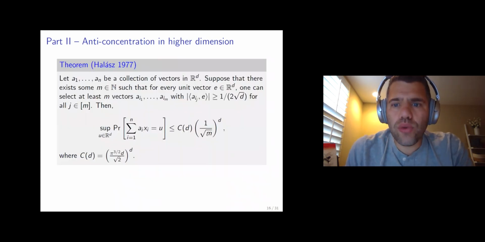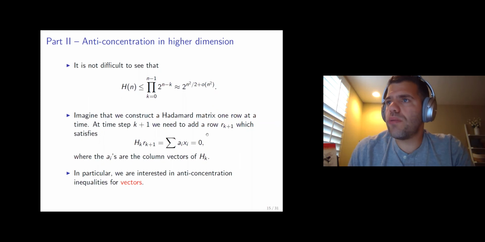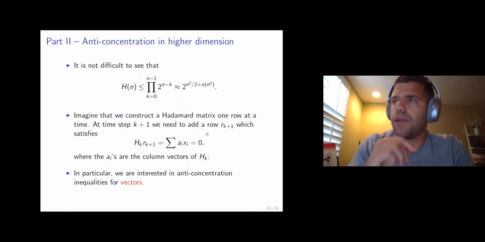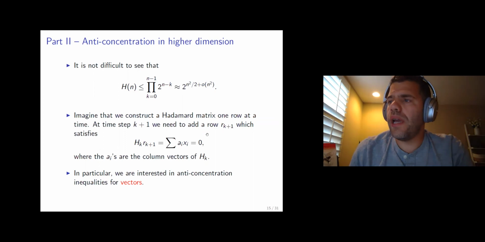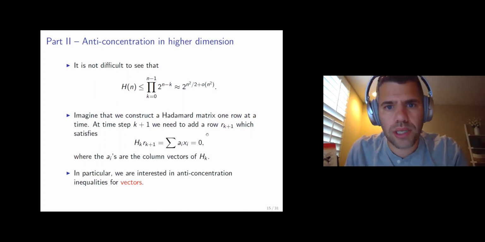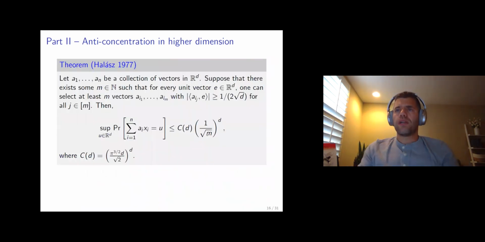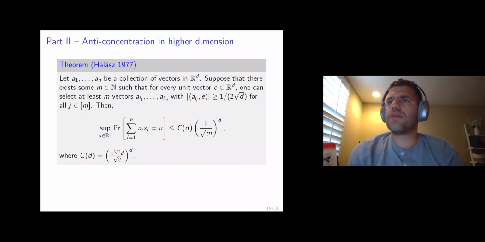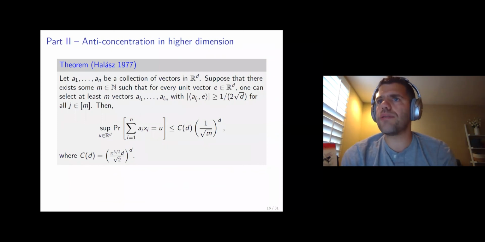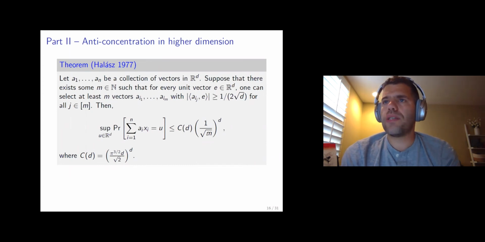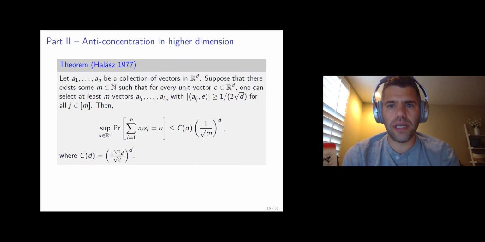So the first thing to try, at least when we started thinking about this problem, and in a moment I will say who "we" is, we just Googled, we said, okay, for sure there are some anti-concentration inequalities for vectors, let's just apply them. So the main tool was this theorem due to Halász. It says that if you have a collection of vectors in R^d, and suppose that there exists some M, blah, blah, don't even read all the details here. Let's just look at the display.